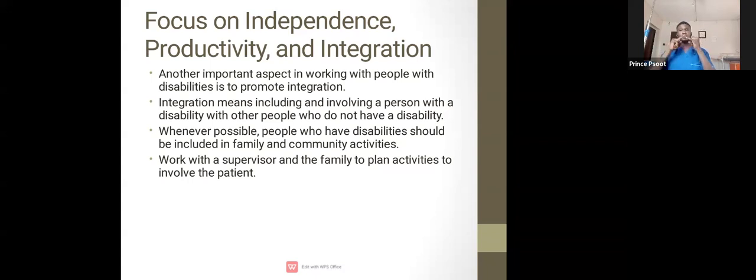Whenever possible, people who have disabilities should be included in family and community activities. For those who cannot walk, who are on wheelchairs, at least they could use their hands for things that they could. For those who are autistic, they have no physical disability, so they can participate in what? In community activities. All this will increase their integrative ability as well as increase their independence and their productivity.